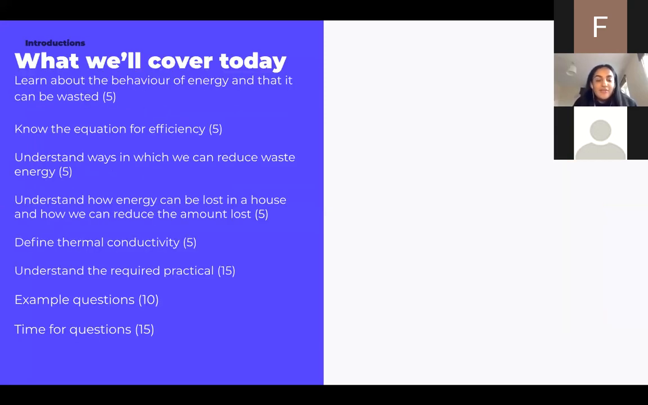So what we're going to be covering today is learning about the behaviour of energy and that it can be wasted. We're going to go through the equation for efficiency, understand ways in which we can reduce waste energy, understand how energy can be lost in a house and the ways that we can reduce this loss, define thermal conductivity, and understand the required practical. So we do have quite a lot to get through today, but we will go through some example questions and we will always have time for your questions at the end.